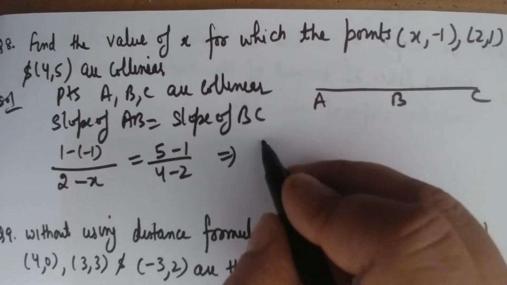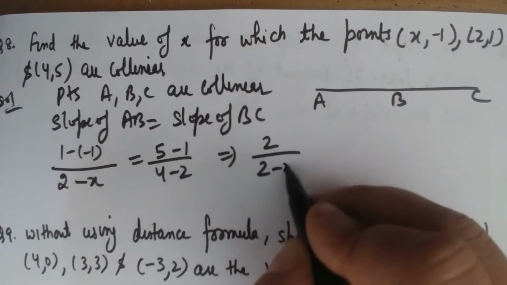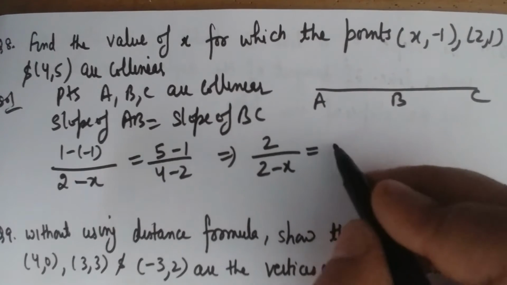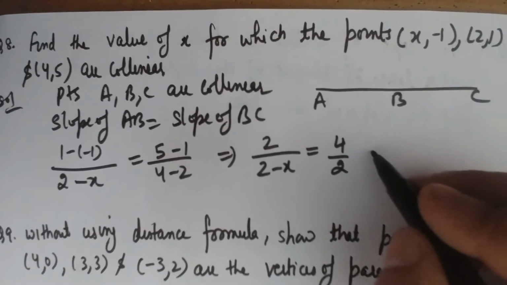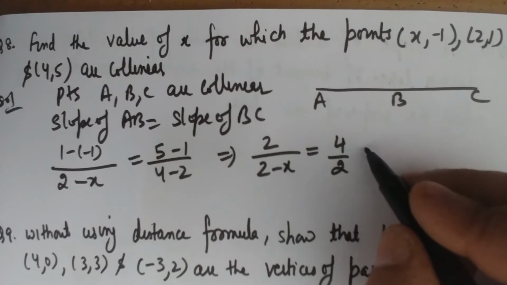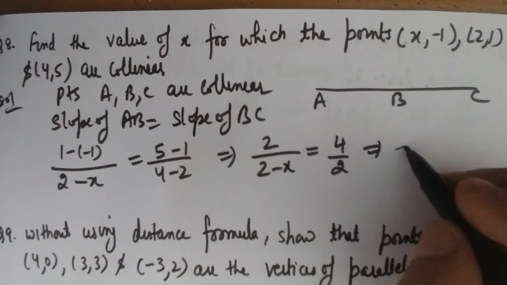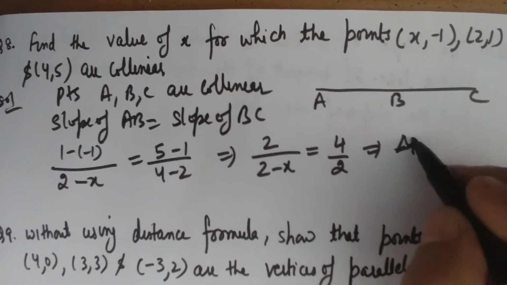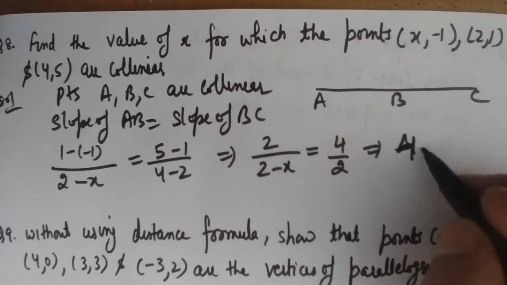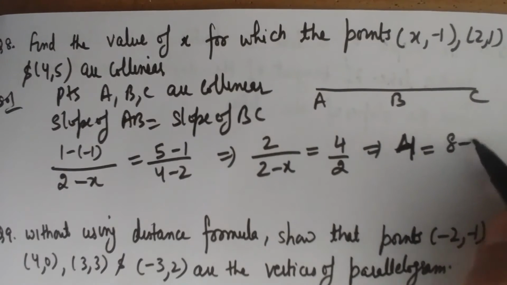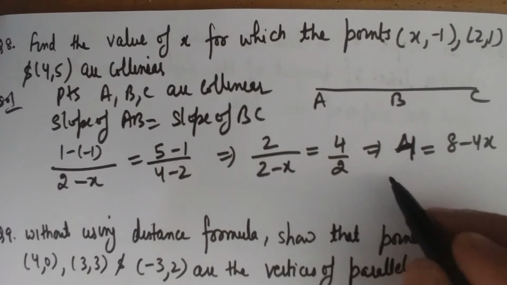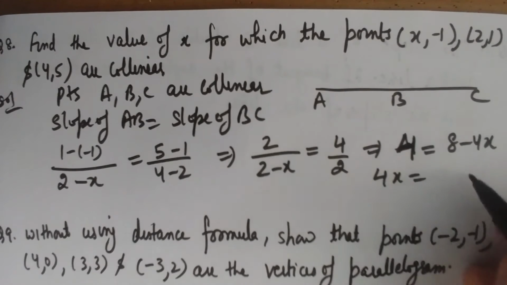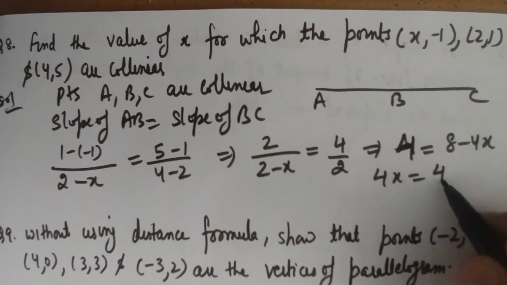So I get 2 upon 2 minus x is equal to 4 divided by 2, right? So this implies 4 is equal to 8 minus 4x, right? So I'll find 4x is equal to 8 minus 4, that is 4. So that means I get x as 1.